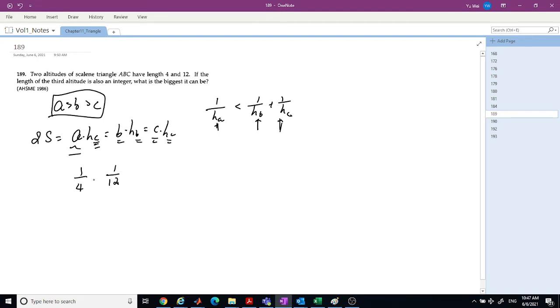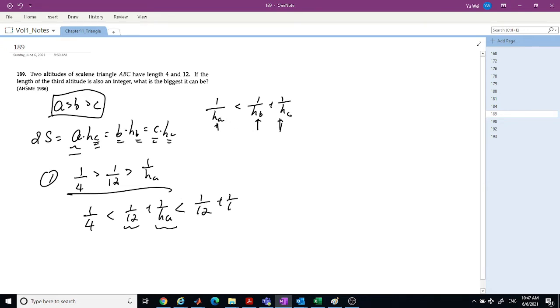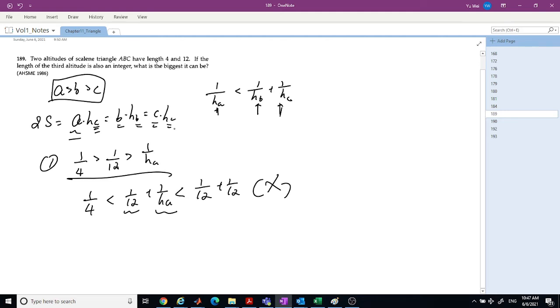So now let's see, this is the first case. We need 1 over 4 to be less than 1 over 12 plus 1 over Ha, right? So 1 over Ha should be less than 1 over 12 plus 1 over 12. So this is no way, right? So 1 over Ha cannot be the smallest one.